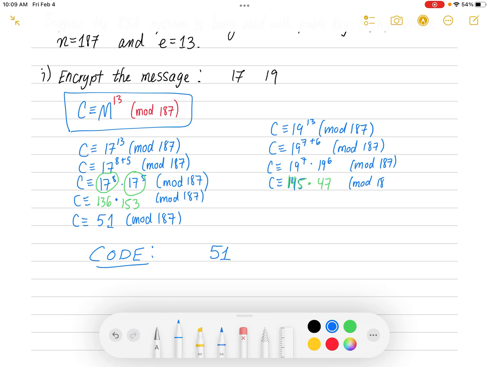And I'll multiply 145 and 47 together and then reduce that modulo 187. So 145 times 47 is 6815. I'm going to divide that by 187. Quotient of 36, so I'm going to take 6815 minus 36 times 187, and I get 83, it looks like. Assuming I plugged that into my calculator correctly, so 83 replaces 19.